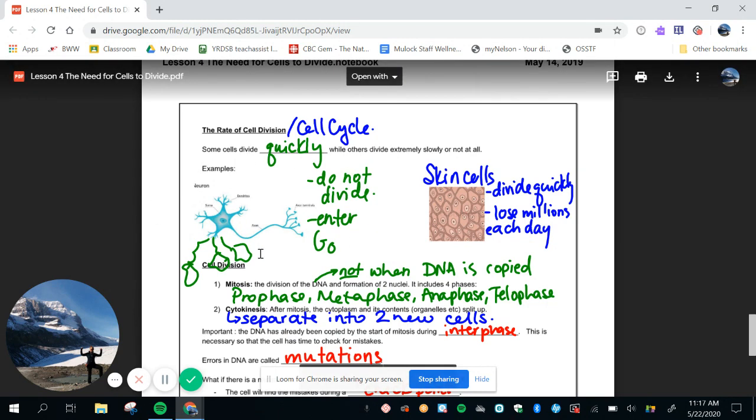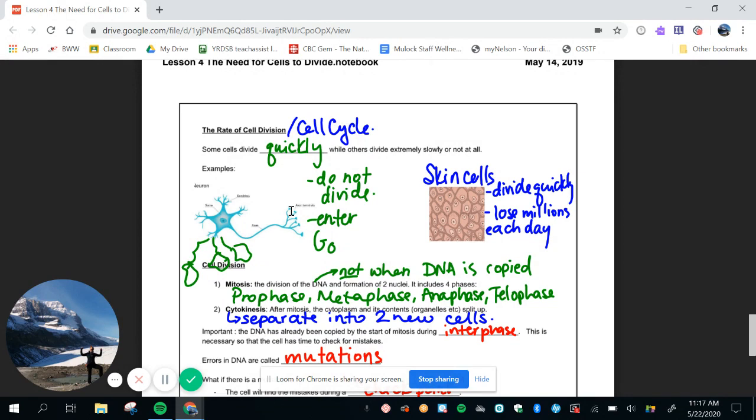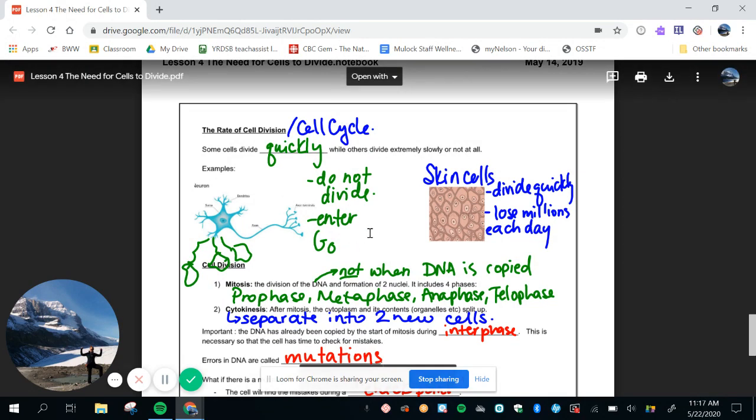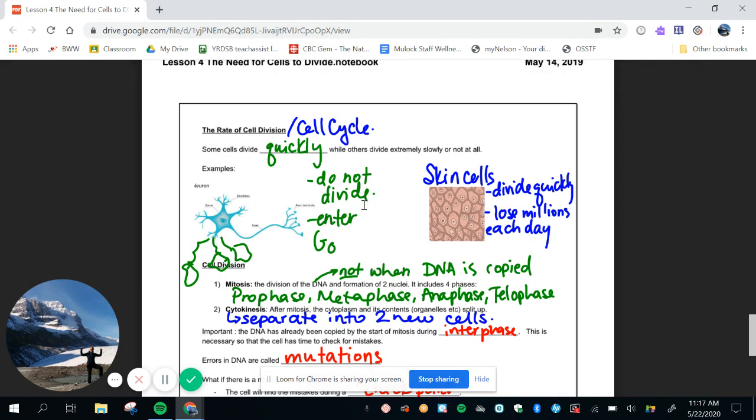And then the neuron that I was mentioning earlier that I would find in the brain or spinal cord or in our nerves, they basically do not divide. And we're finding new information that they might be able to divide really, really slowly in some cases, but for the most part, they're not actively dividing. So they would be a good example to enter G0.